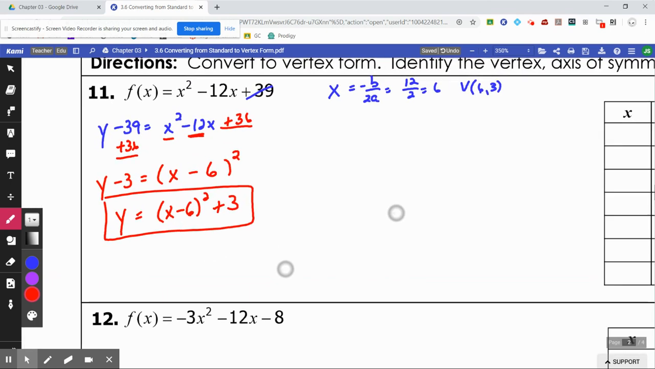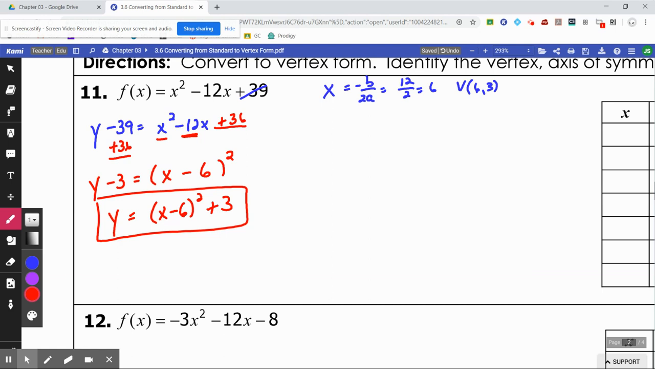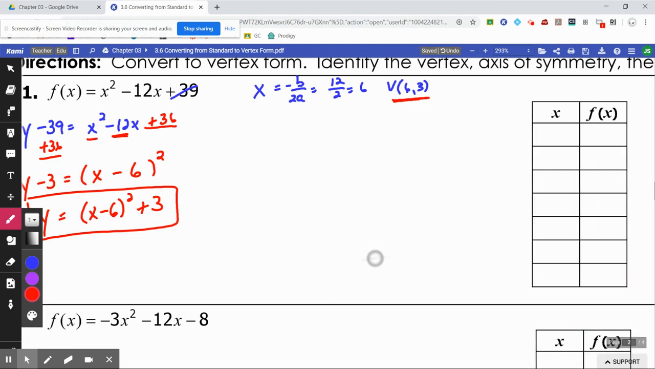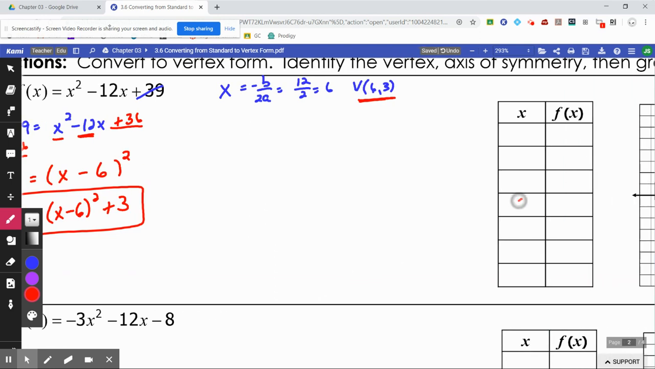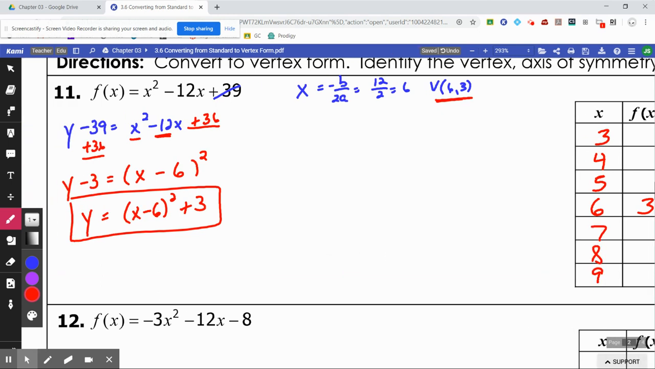Now let's look at what we got over here. My vertex from the other method was 6, 3. So you get the exact same vertex regardless of how you work it. So we're going to put 6 here, 3 here. To find other points on our graph, we can plug in 5, 4, and 3. We can plug in 7, 8, and 9. It should be symmetrical. And you can kind of pick which one you'd rather plug it into. Usually this is going to be easier.